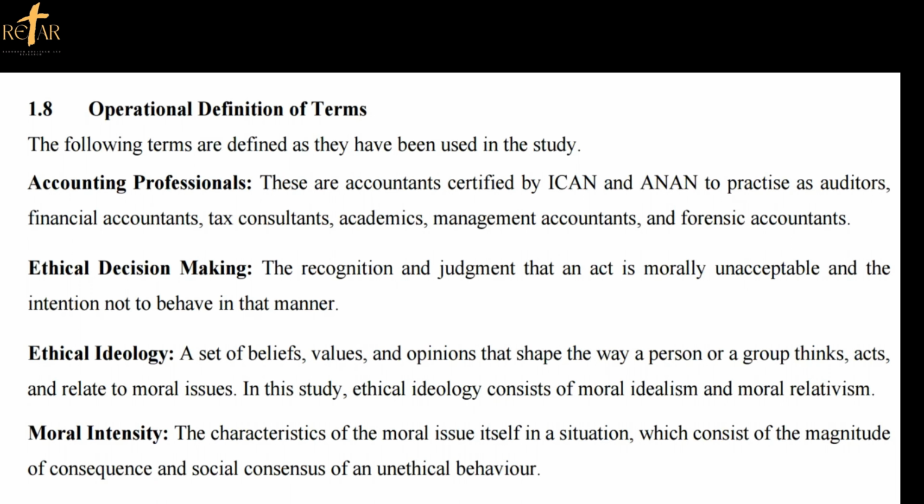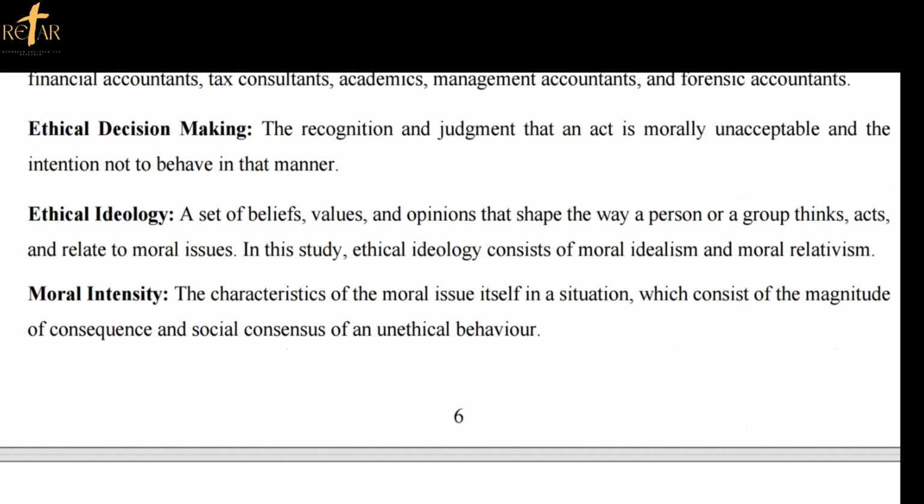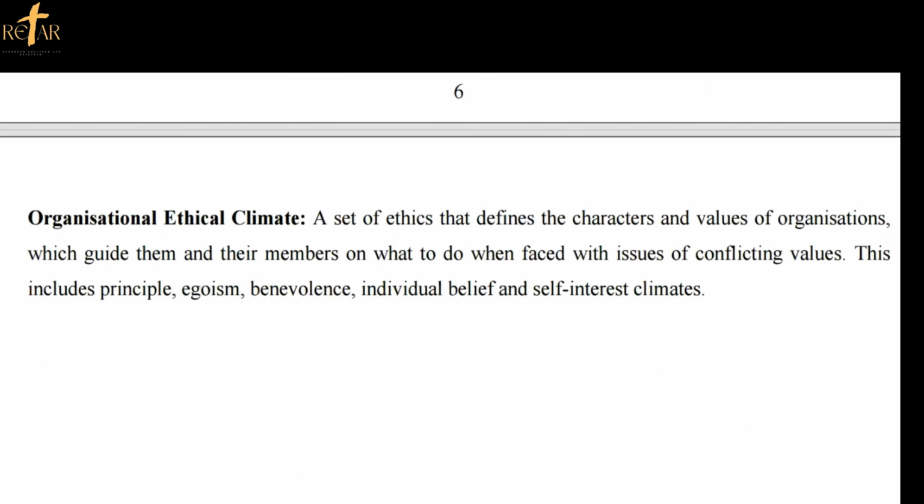And that's why you see a brief there. The following terms are defined as they have been used in the study. So this brings us to the end of the chapter 1.